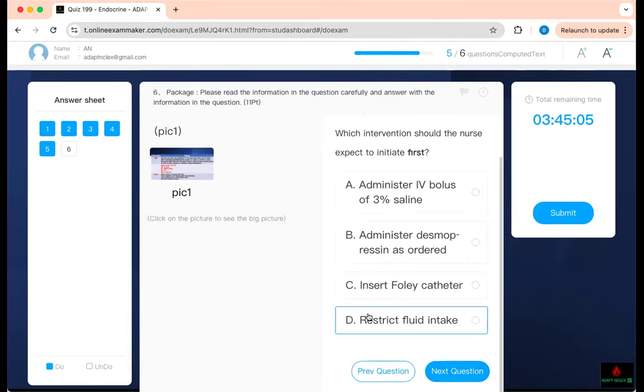Which intervention should the nurse expect to initiate first? Fix the problem. What are they lacking? What do you think? Do you want to bolus them 3%? Do you want to give them desmopressin? Do you want to insert some folate? Do you want to restrict fluid? This is what you see in the NCLEX. They're playing with your content, playing with your emotion. See which one you can get trapped with. But don't do that. Hold your ground.